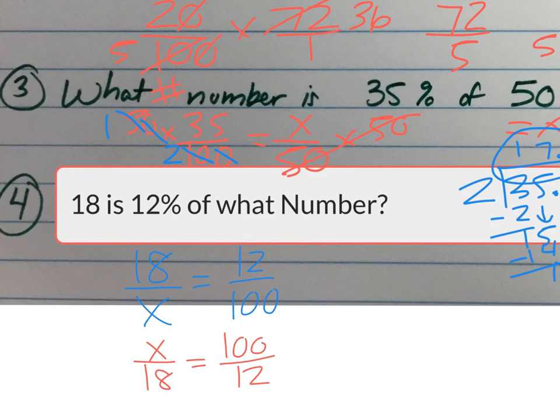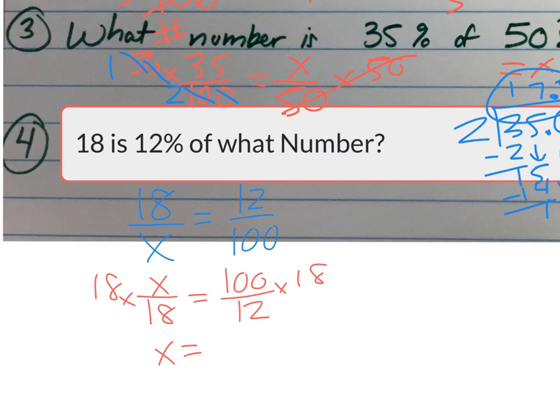I'm going to do the opposite of dividing by 18, which is multiplying by 18. This is going to end up being x, and over here we can simplify 12 and 18 by 6. So I have 3 and 2. I can even simplify further. 100 can divide by 2, 50, and this will be 1. 50 times 3 is 150. So we found our answer, 150. 18 is 12% of 150.